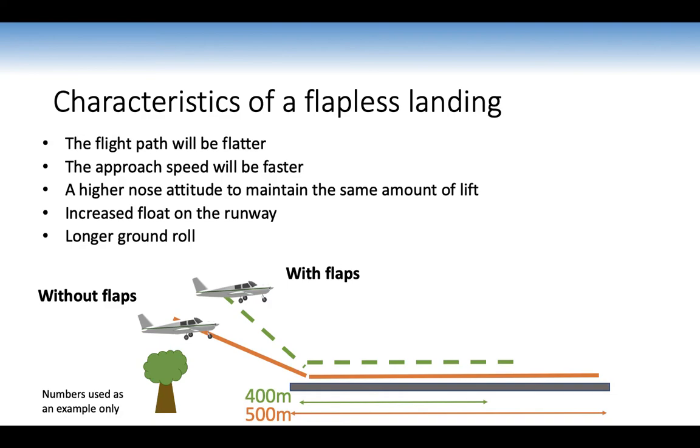A high nose attitude to maintain the same amount of lift, and you'll see this, we'll need the angle of attack to compensate for our slow speeds. Increased float on the runway, since we don't have that drag to slow us down, and longer ground roll since we're coming in faster. So you're doing a landing with flaps, steeper approach, slower ground speed, shorter landing roll, and then without flaps you've got a shallow approach, bit of a float, and a longer ground roll as well. And those numbers are used as an example only.